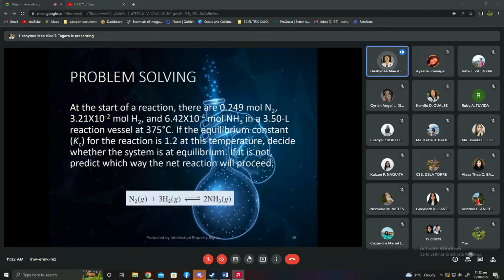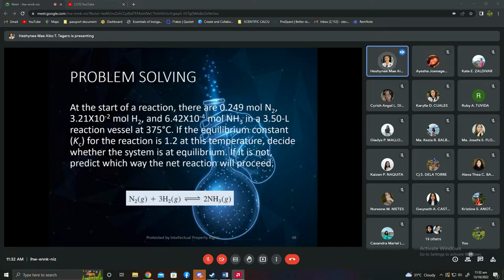Okay. So the Qc value is 0.611, Kc is 1.2. So Qc is less than Kc. This tells us that the reaction will proceed from left to right. Meaning, the concentration of the product is less compared to the concentration of the reactant. So we need to consume the reactants to produce more of the products.